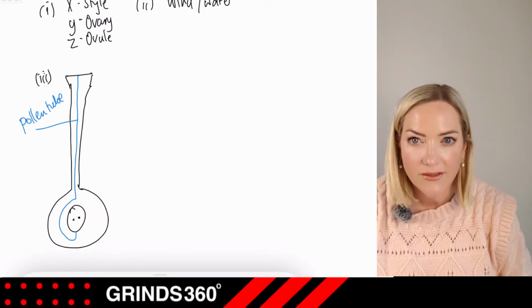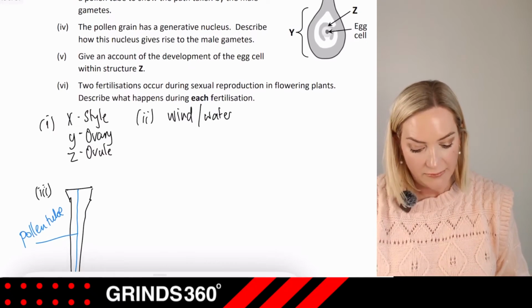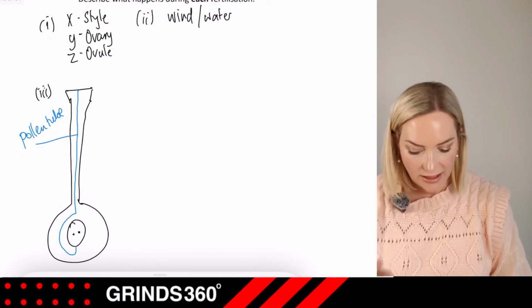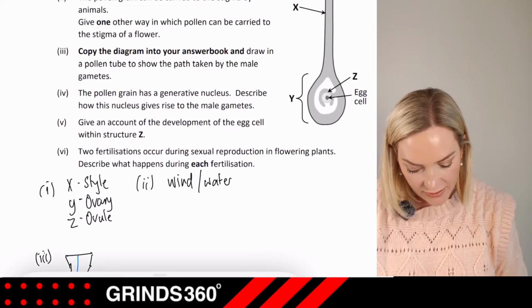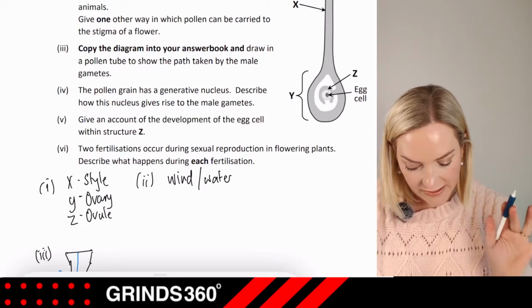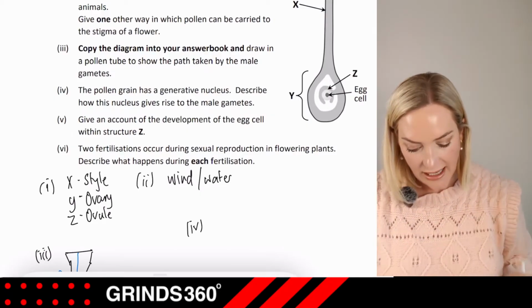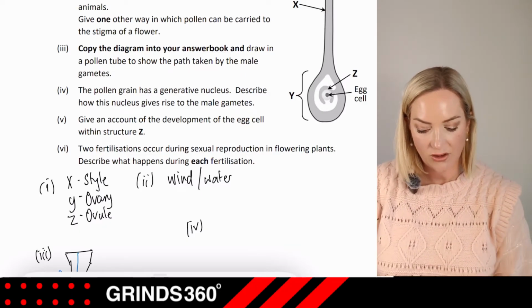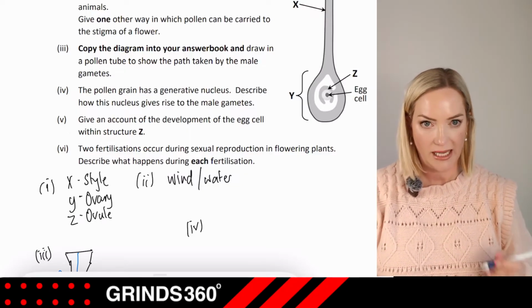Next question, sorry, I'm going to have to go back up. Give an account of the development of the egg cell by the female. So we've gone through that. Then we're asked two fertilizations occur. Oh no, I skipped a sentence, sorry. Which was not asked last year or a couple of years. The pollen grain has a generative nucleus. Describe how this generative nucleus gives rise to the male gametes.